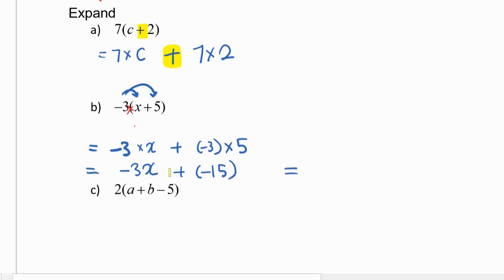But when plus and minus are together, minus is stronger than plus. So we're going to just rewrite it as minus 15, okay? So this is how you simplify it. I forgot to simplify this one. This will be 7C plus 7 times 2 is 14, okay?